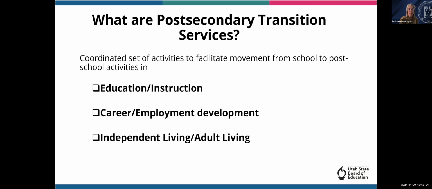Transition services honestly are probably the most confusing or misunderstood part of the transition plan, but in my mind, it's really one of the most important. So what are those transition services? The way it's written in our rules is that they are a coordinated set of activities to facilitate movement from school to post-school activities in these areas. So they align with those post-secondary goals. There must be services for each post-secondary goal. If the student has 3, there needs to be a service for each one of those: for education, for employment and career, and also independent living or adult living.